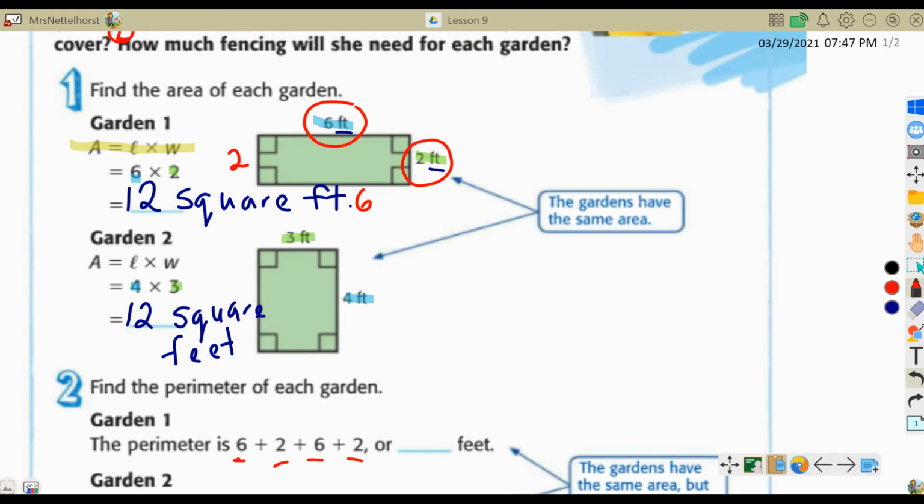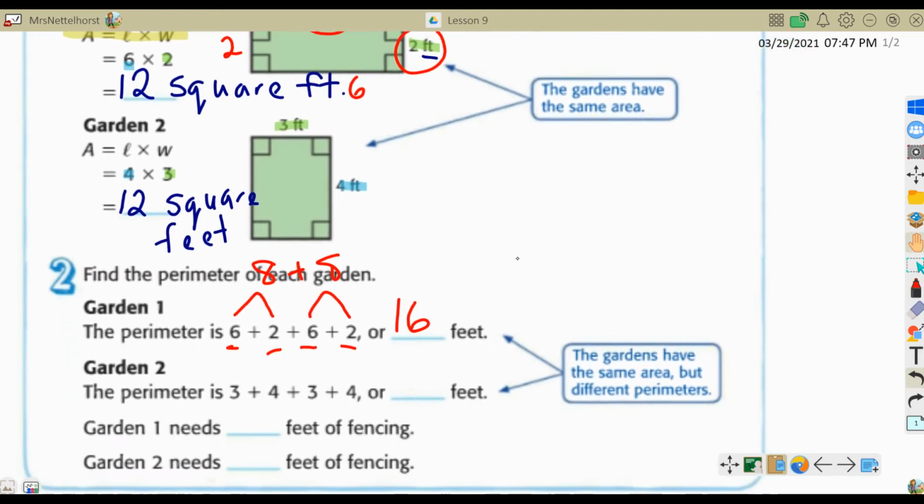Now when you add these, just like we saw in the BrainPOP video, it's easier to make long addition problems into shorter ones. So 6 plus 2 is 8. 6 plus 2 is 8. 8 plus 8 is 16. Now, we're not measuring squares. We're doing linear or line measurement. So we just leave it with feet. There's no squares involved. So we just say feet, no square feet.